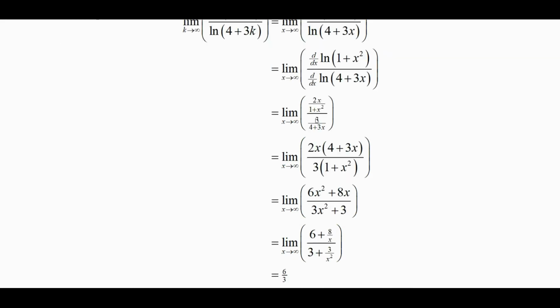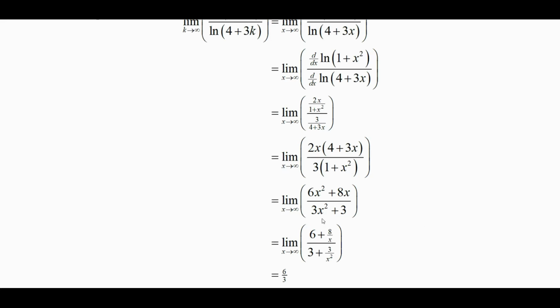Now, just inverting and multiplying, or if you want to think of it as multiplying the top and bottom by both of these little denominators, we end up with 2x times 4 plus 3x over 3 times 1 plus x squared. This multiplies out to be 6x squared plus 8x in the numerator and 3x squared plus 3 in the denominator, and that used the distributive property.